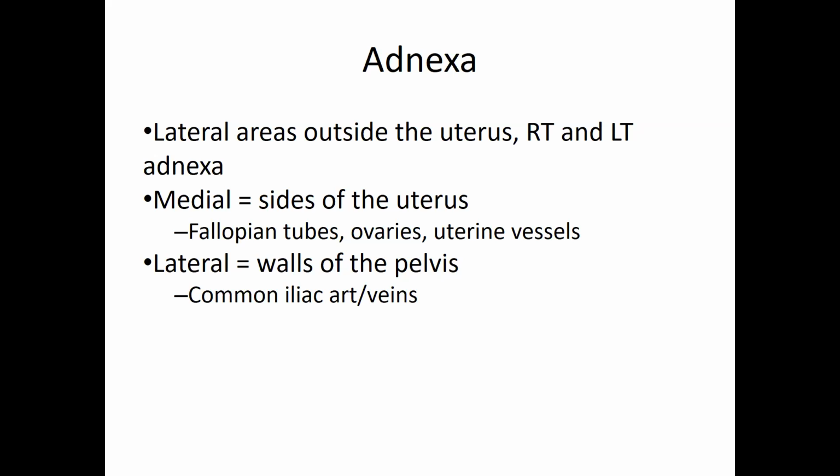Okay, so adnexa. So this is internal. This is the area between the uterus and the lateral aspect of the pelvis. So the medial portion is going to be the side of the uterus, so fallopian tubes, ovaries, uterine vessels. The lateral is going to be where the common iliac arteries and veins are. So as we scan out, we're going to see more vasculature with the iliacs.